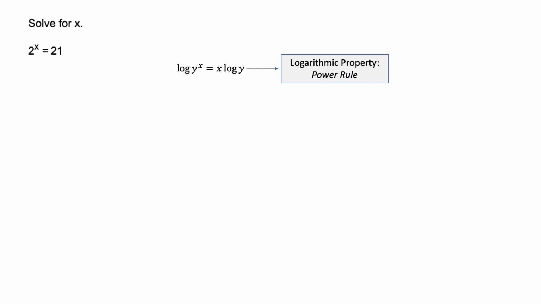Solve for x. 2 to the x equals 21. For this problem, notice that your x is in the exponent position. Whenever we have a letter or a variable in the exponent position, we need to apply a logarithmic property, which is called the power rule. So remember that logarithms are just a function on your calculator and it gives a value. So for instance, the log of 2 is an actual decimal value.